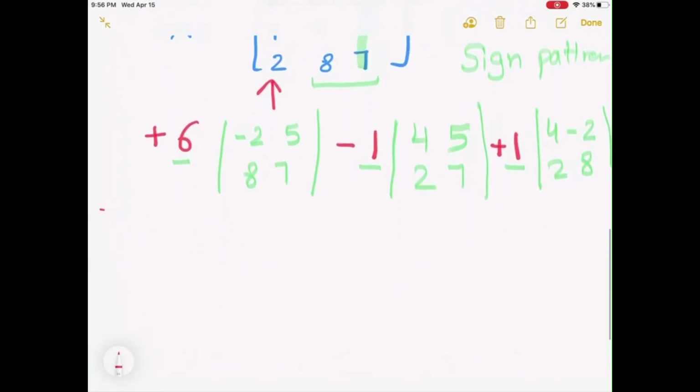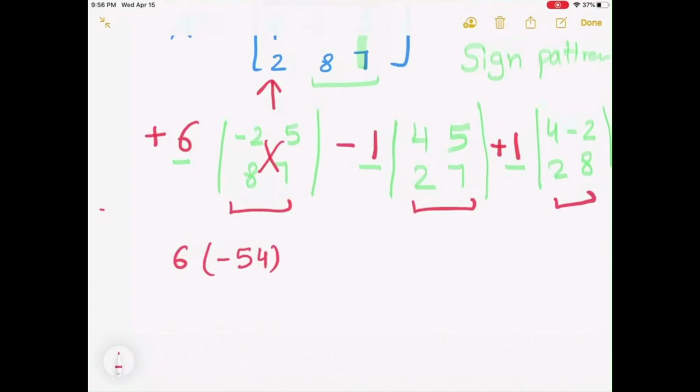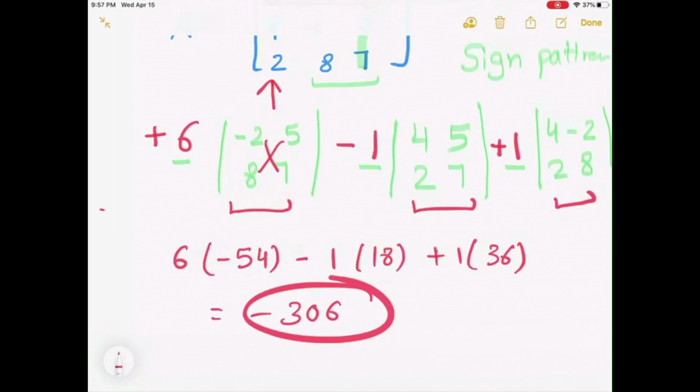Now almost there. The rest is pretty much just finding the determinant of each 2 by 2 and multiplying by the number outside. So I already have 6. If I find the determinant of this, it would be -54. Then -1, and the determinant of the next 2 by 2 is 18. 1 times it by 36. If I simplify the whole thing, my answer would be -306. There you go.